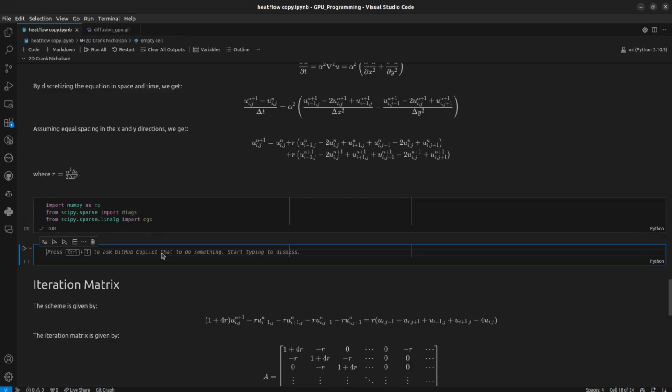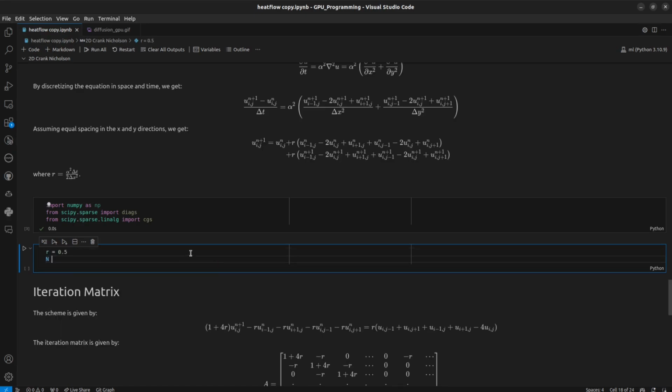Okay, and first of all, we're going to set a value for the constant r. We're just going to go with 0.5, and we are going to use 500 points in the x direction and in the y direction to get a nice resolution.